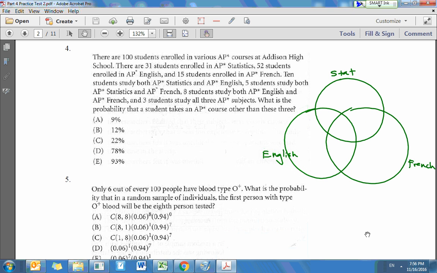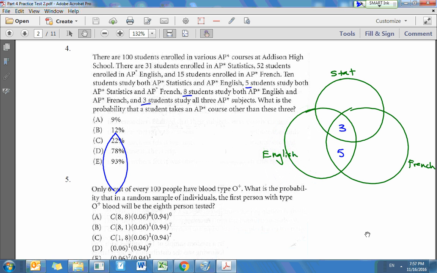Even though the question's written from the outside of this Venn diagram to the middle, I'm actually going to approach it from the inside out. I think it's easier that way. So there are 3 students who are in all 3. So boom, there's 3. It then tells me, going backwards, that 8 students are in both AP English and AP French. That's this region right here. In that region, there are 8 students, 3 of them are in all 3, and so there's only 5 left that are in only English and French.